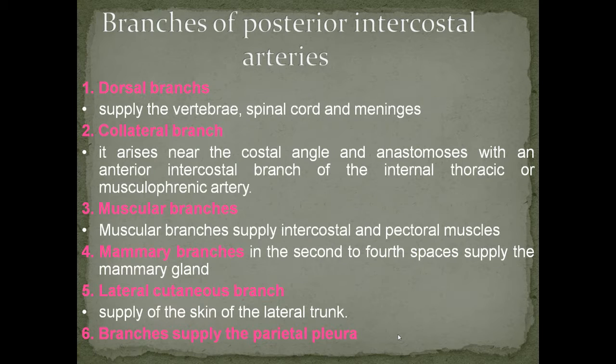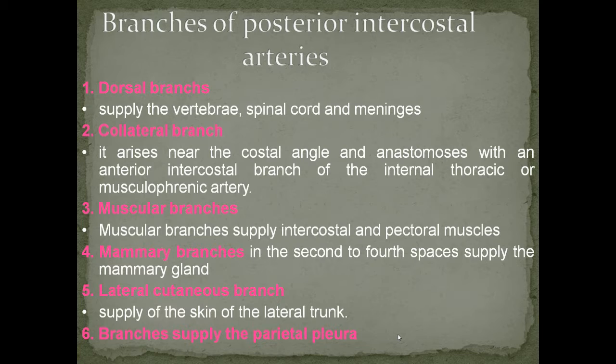Branches of posterior intercostal arteries. First is dorsal branches that supply the vertebrae, spinal cord, and meninges. And collateral branches, which arise near the costal angle and anastomose with an anterior intercostal branch of the internal thoracic and musculophrenic artery.